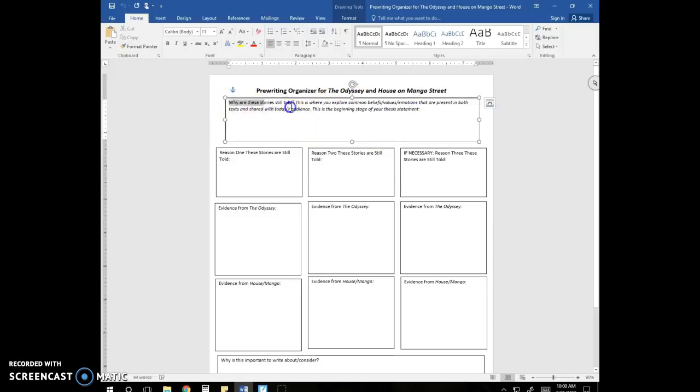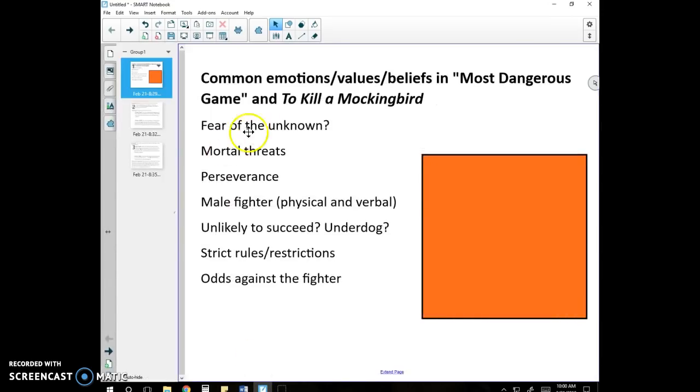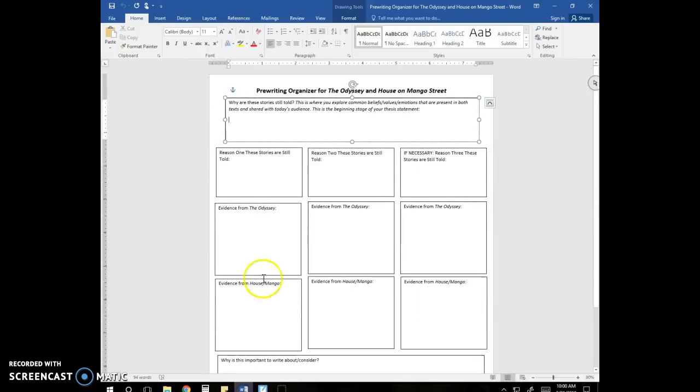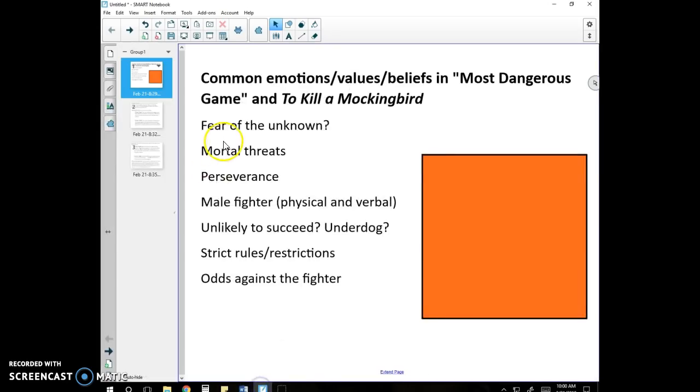Like, why are these stories still being told? What do you see here? And so what I did is I did this assignment, but I did it using not Odyssey and House on Mango Street. I did it using Most Dangerous Game and To Kill a Mockingbird. So you'll notice that before I filled this part out, I completed a list of all of these values or beliefs that I see happening.